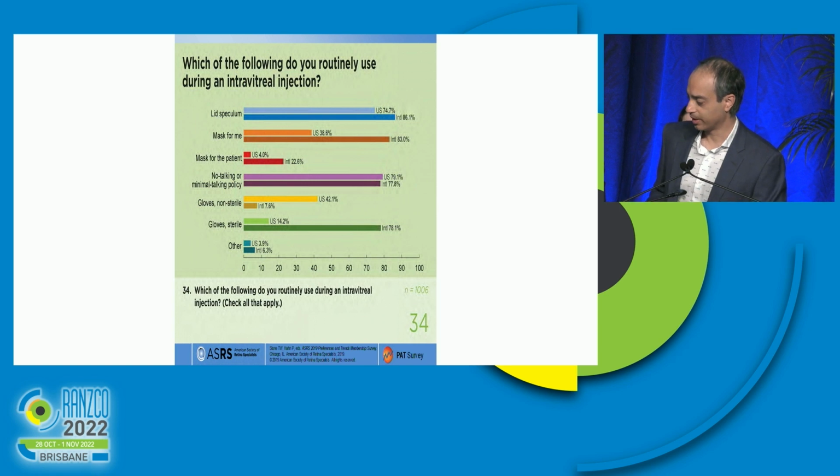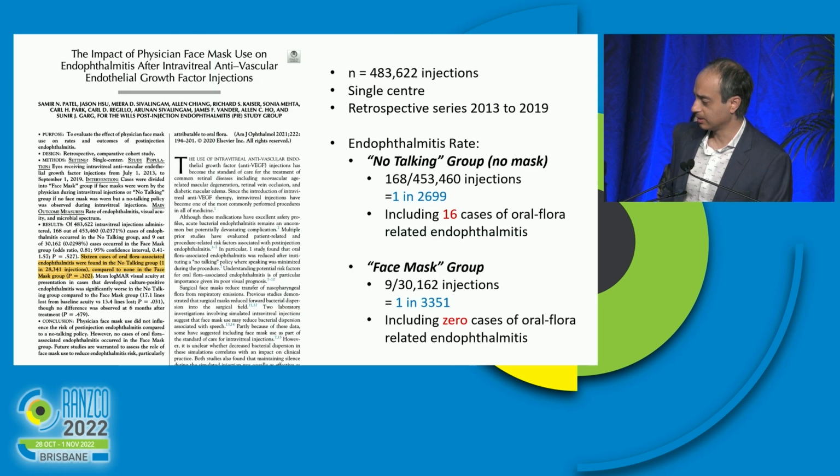This was a PAT survey from the ASRS in 2019, so pre-pandemic. And what it shows is that there is quite a bit of hesitance in the US regarding wearing face masks by the ophthalmologists. So you can see in that survey, less than 40% wore masks. So if we look at this pre-pandemic era, the post-injection endophthalmitis study group found that the group where face masks were worn did have a lower rate of endophthalmitis, didn't reach statistical significance, but what is interesting is that there were no cases of oral flora-related endophthalmitis when face masks were worn compared with the group where face masks weren't worn.